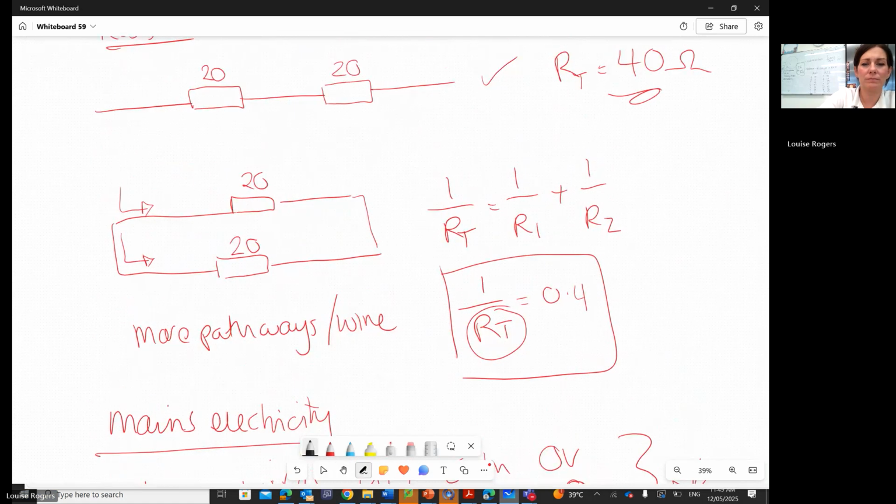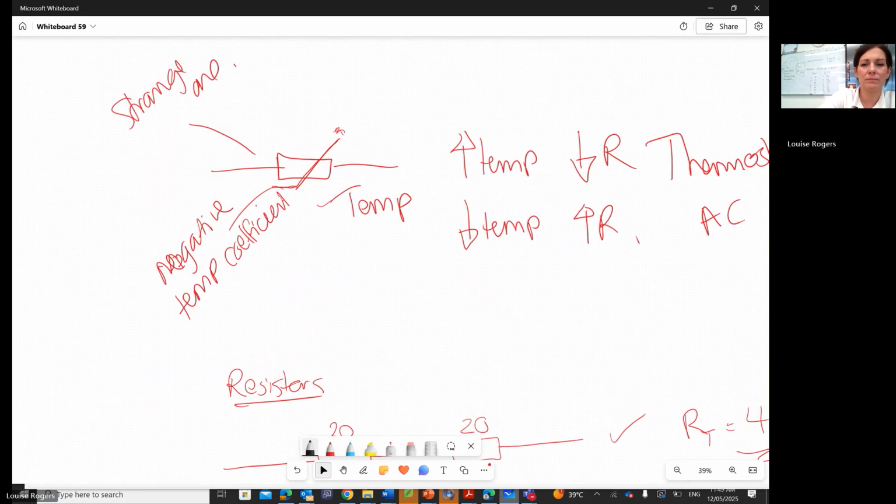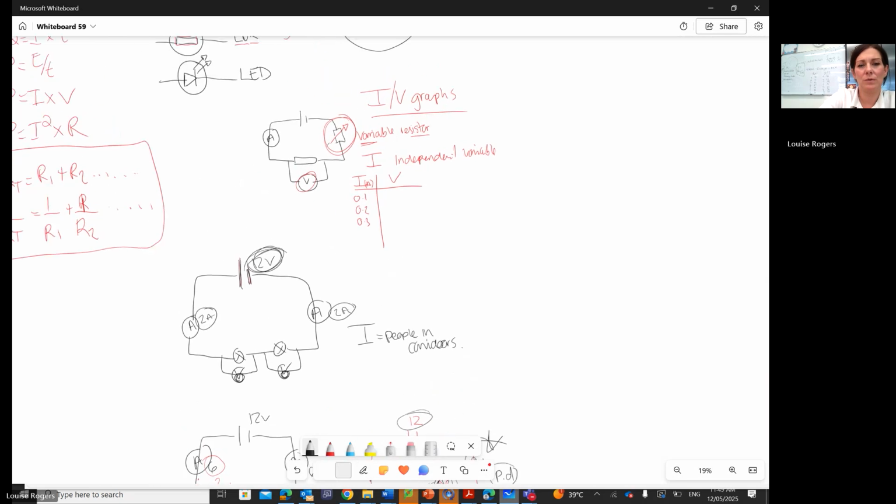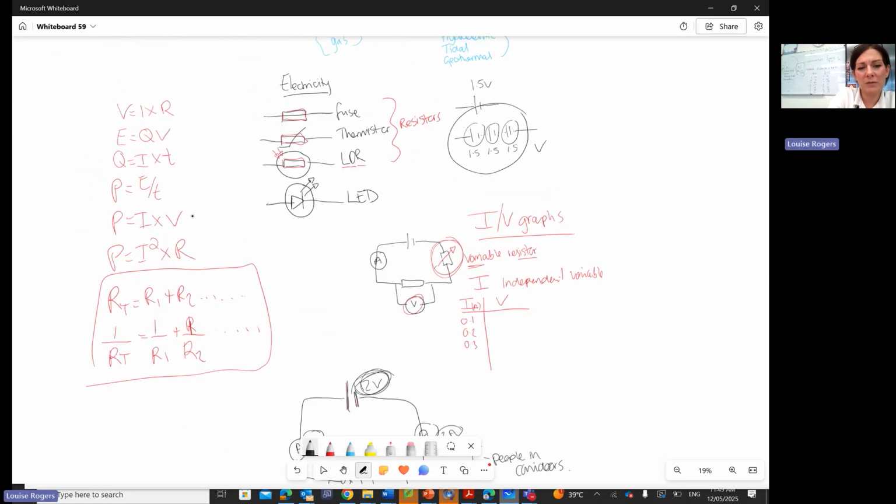Can't find them now. There we go. You've got these power equations as well here, haven't you? But it always just comes down to, well, I've got current, I've got resistance, I've got to square the current, and then times by the resistance to get the power. Just put the numbers into the right place.